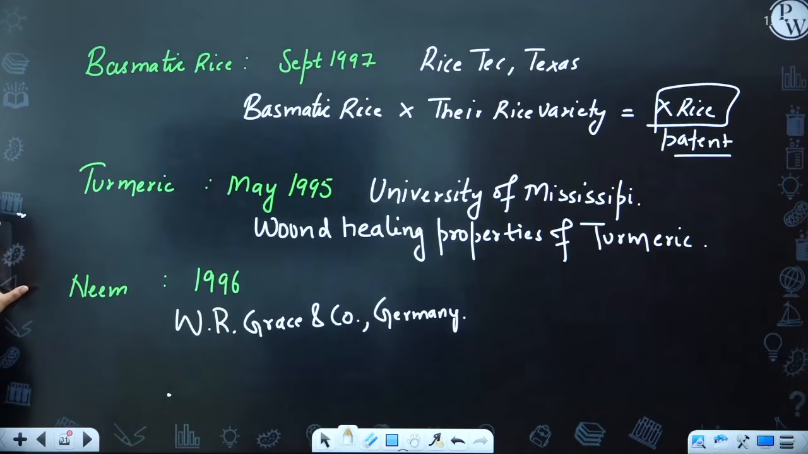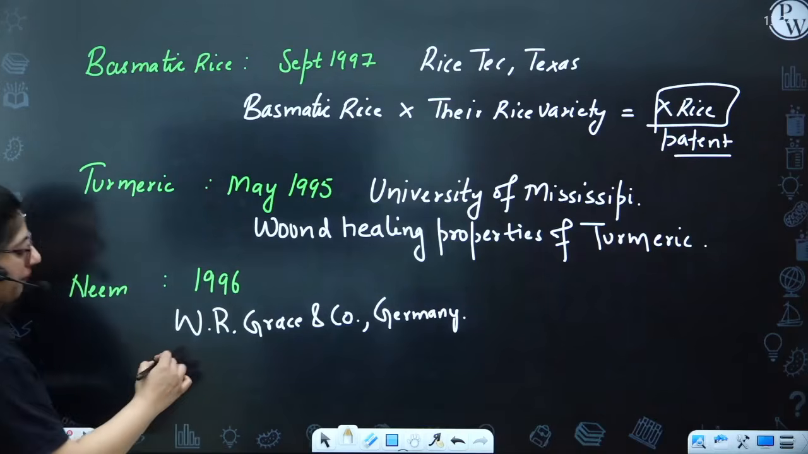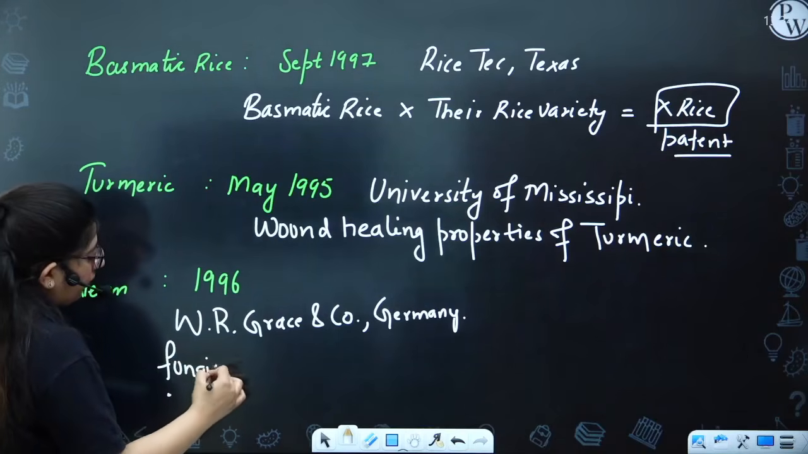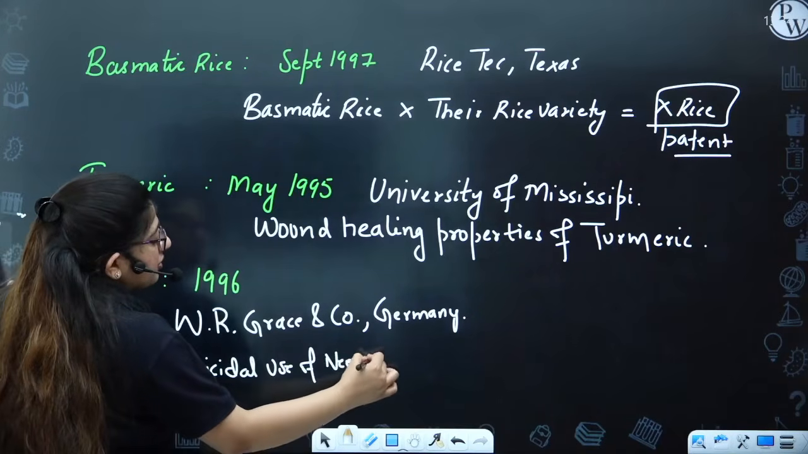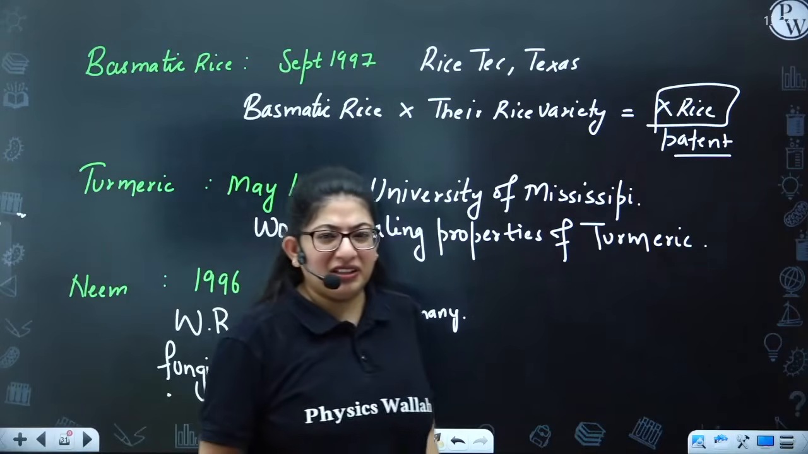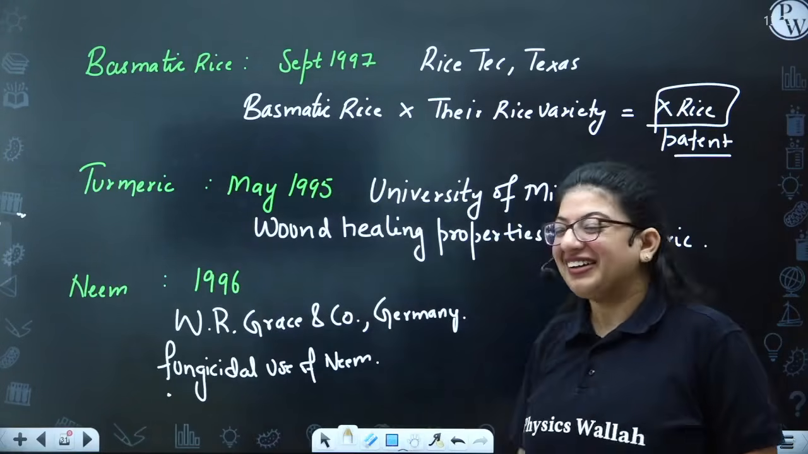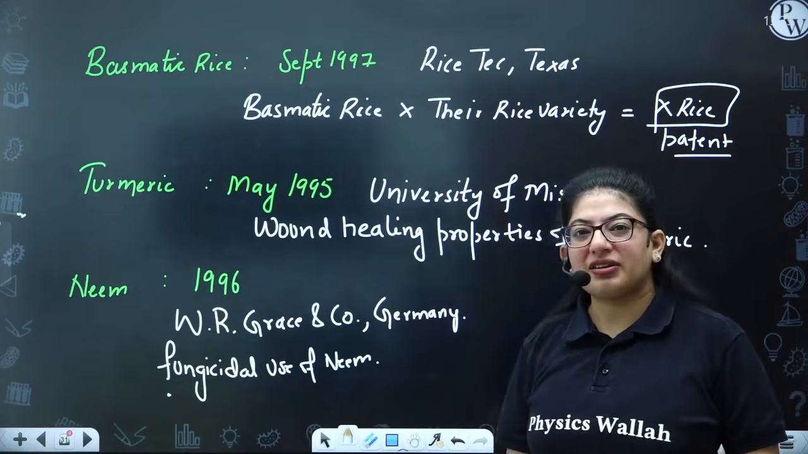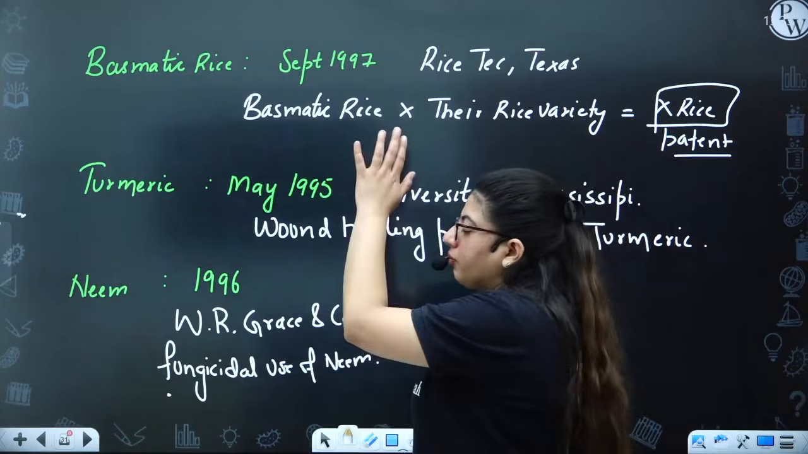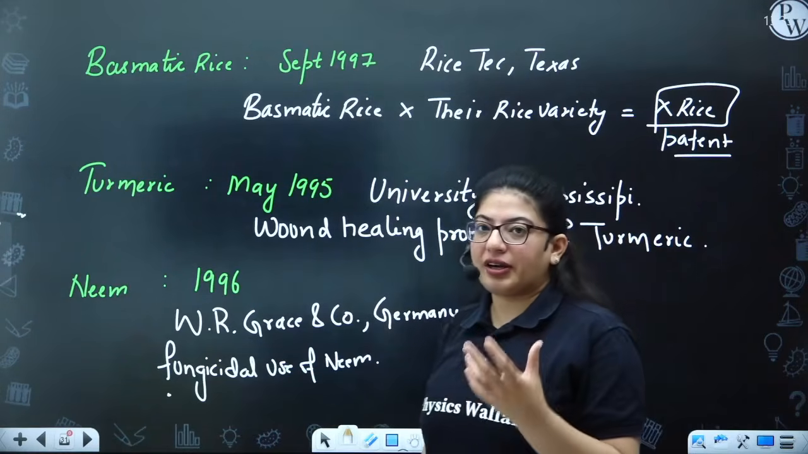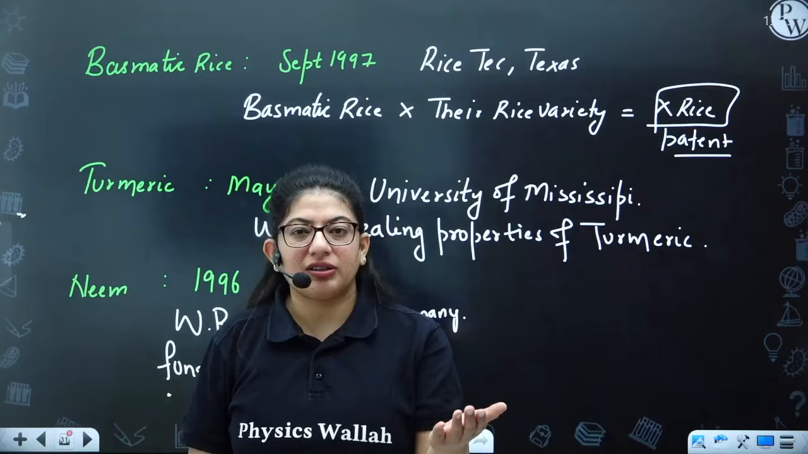And what was the patent? The patent was that neem has the antimicrobial property, the fungicidal use of the neem. But we know from ages we are using face wash of neem. What are the people saying? So we already know that it has antimicrobial properties. So how can they take the patent? So by this we revolted and we took their rights back, and this is how we protected our country's resources.